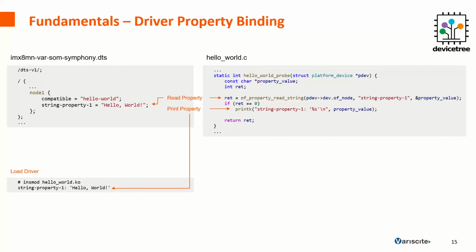So building on the previous example, let's look now at how the platform driver can read device node properties. Here we add a property on the left of the device tree called string property 1, again with a value of hello world. And then in the driver on the right, the probe function is always passed a pointer to a platform device structure. And we can use that pointer to read properties of the device node. So for example, the probe function here reads string property 1 and then simply prints its value to the kernel log.